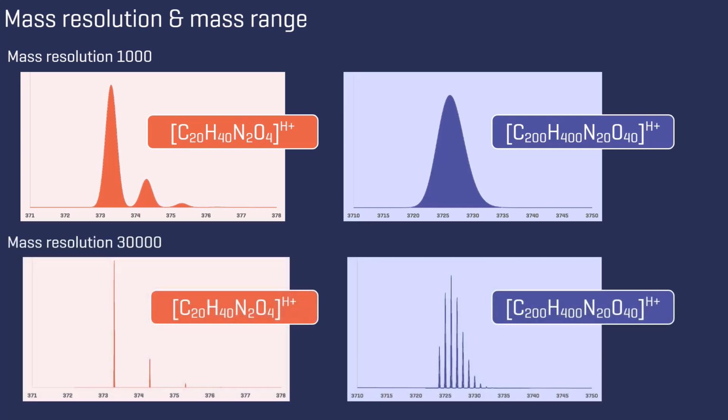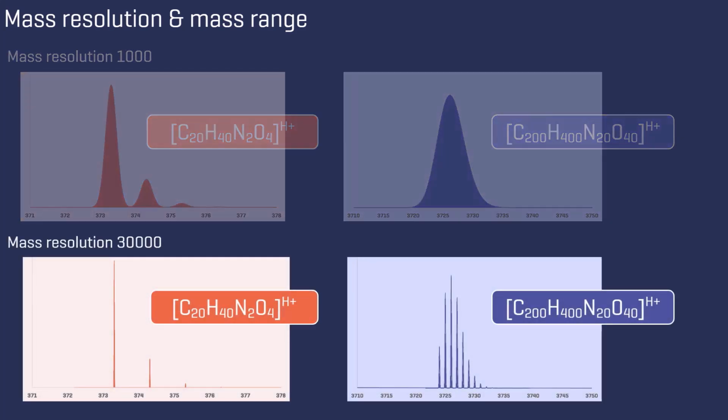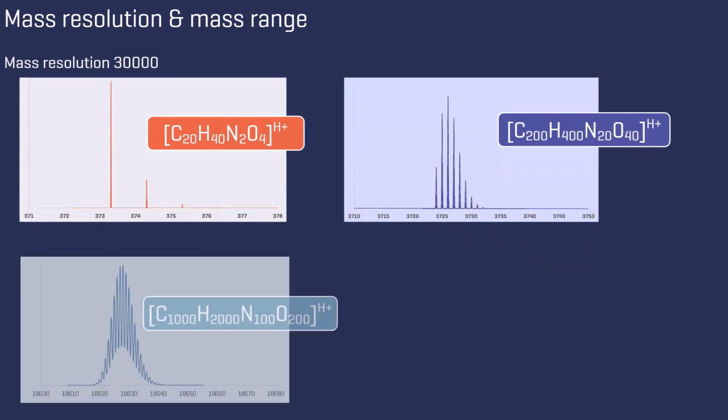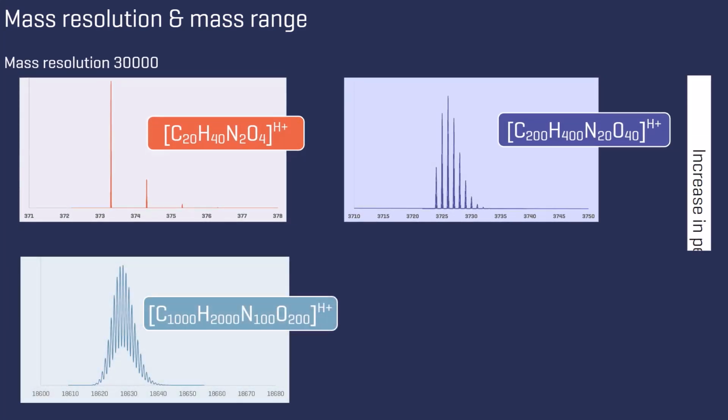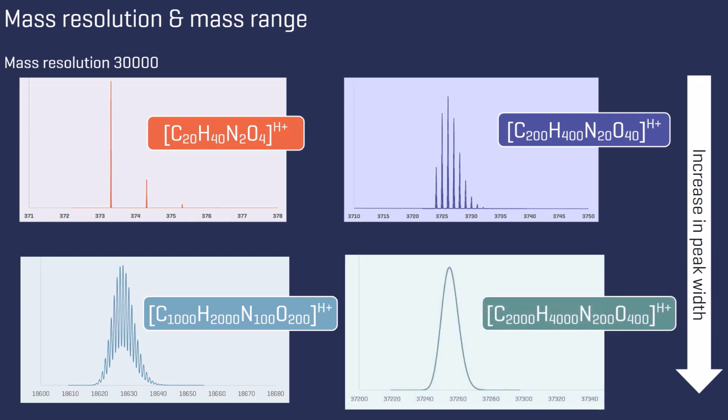At a mass resolution of 30,000, both molecules display their isotopic pattern. As molecular mass increases, the peak width increases due to the rising complexity of isotopes even when mass resolution remains high. At extremely high molecular masses, only a single peak is detectable.